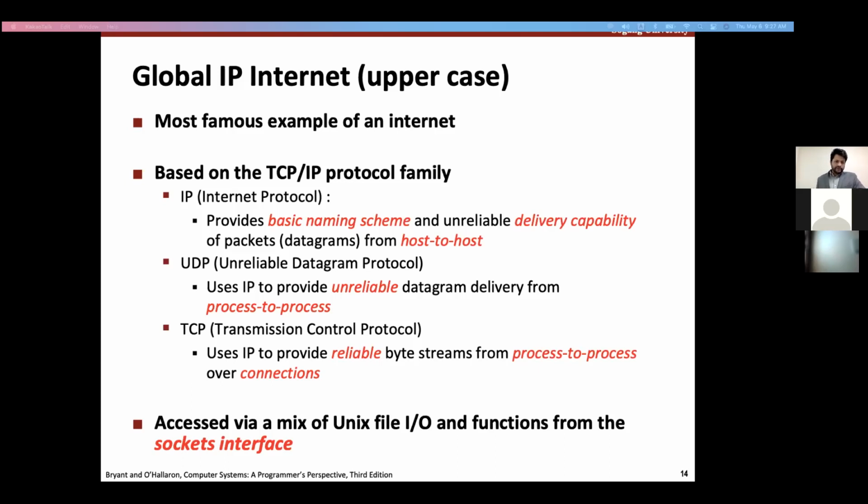So we have this Transmission Control Protocol, TCP. It is used to provide reliable byte streams from process to process over connections, and all of these can be accessed via a mix of Unix file I/O and functions from the socket interface that we are going to cover later in the lecture.